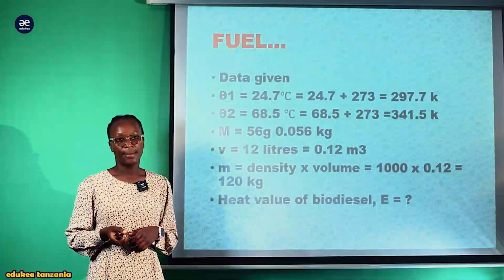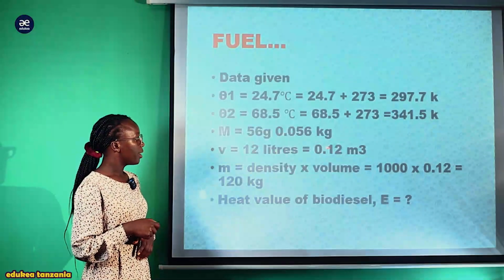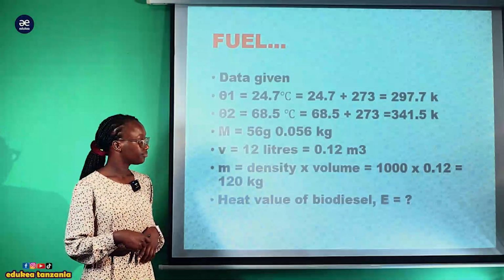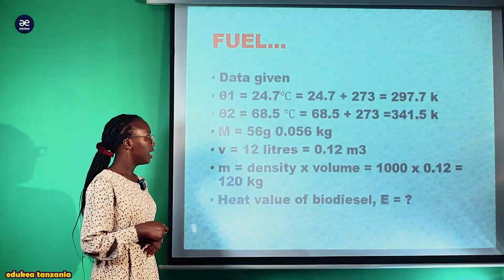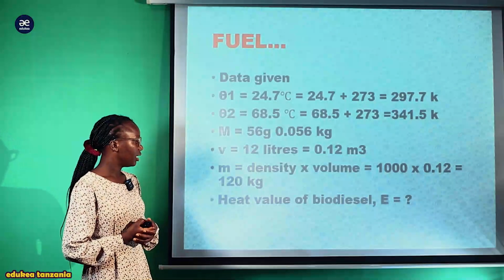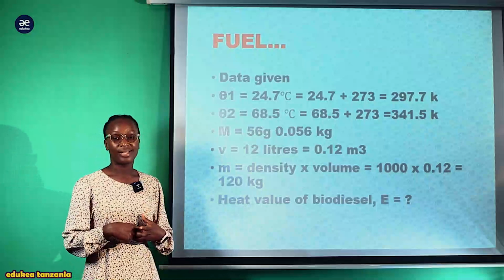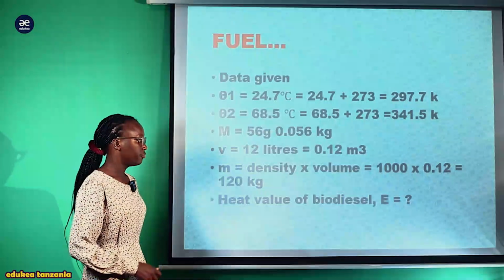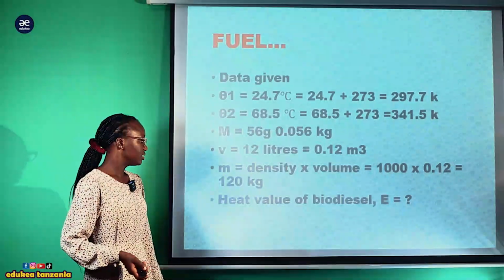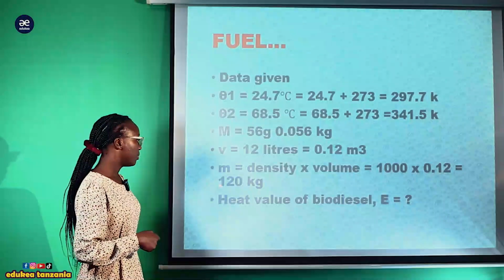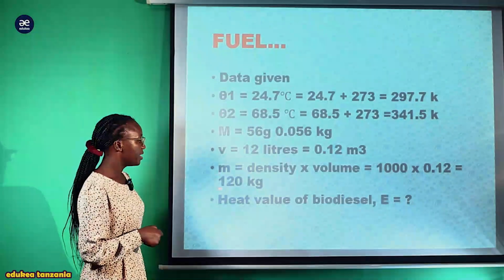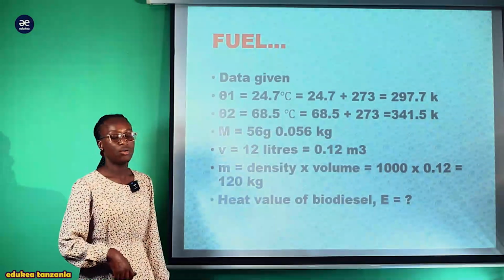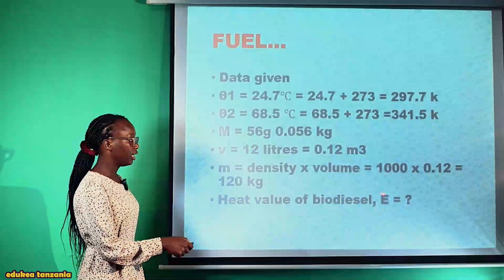Now the volume tulipewa katika lita. Now tunagawanya kwa 1000, tunaenda kupata 0.12 meter cubic. And the density of water tulipewa ni 1000. Now you can see mass of water tunaipataje? Mass of water tunaipata kwa kuchukua density mara volume. So the volume we have, the density of water we have, direct we are going to have our mass ambayo tukizidisha hapa tunakuja kupata 120 kilogram. Now let us find the heat value of biodiesel or the energy E.